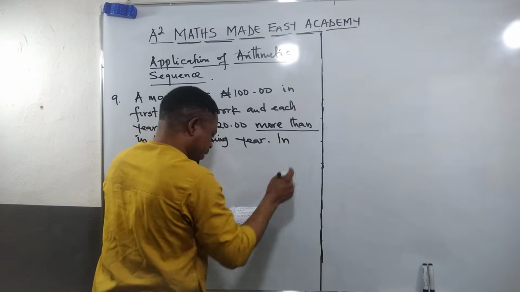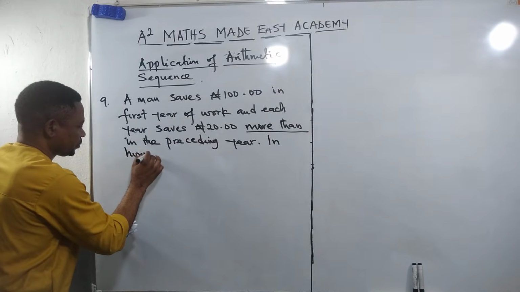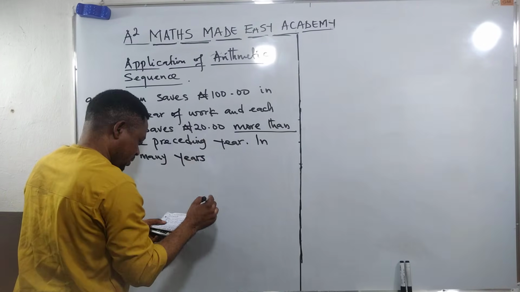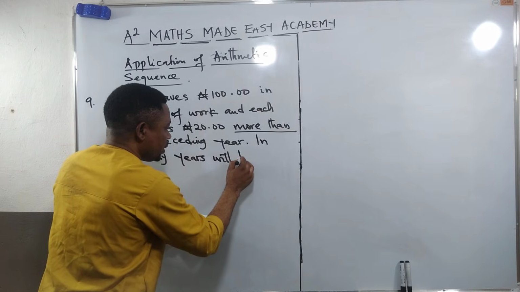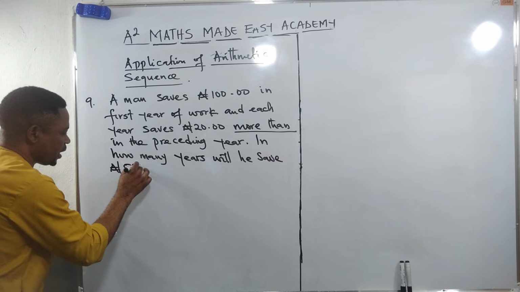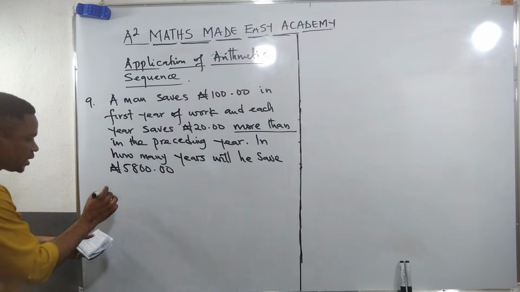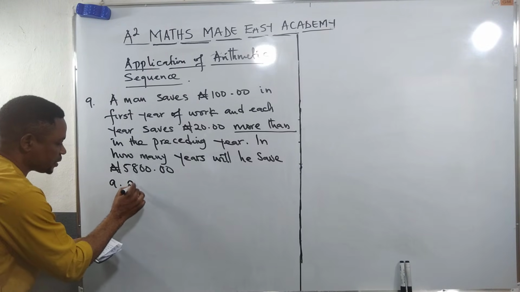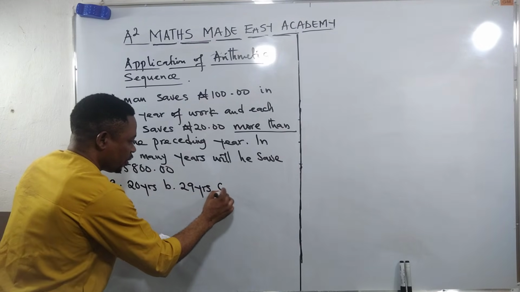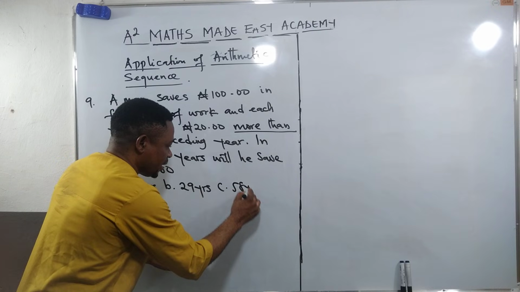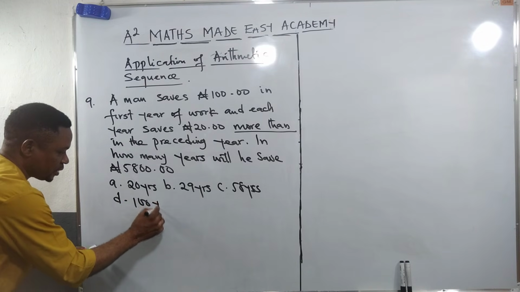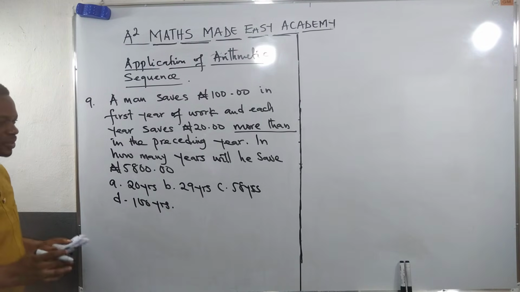Now the question says in how many years will he save 5,800 naira? Now let's take a look at the options. Option A says 20 years. Option B says 29 years. Option C says 58 years. Then option D says 100 years. Now let us look at this question critically.